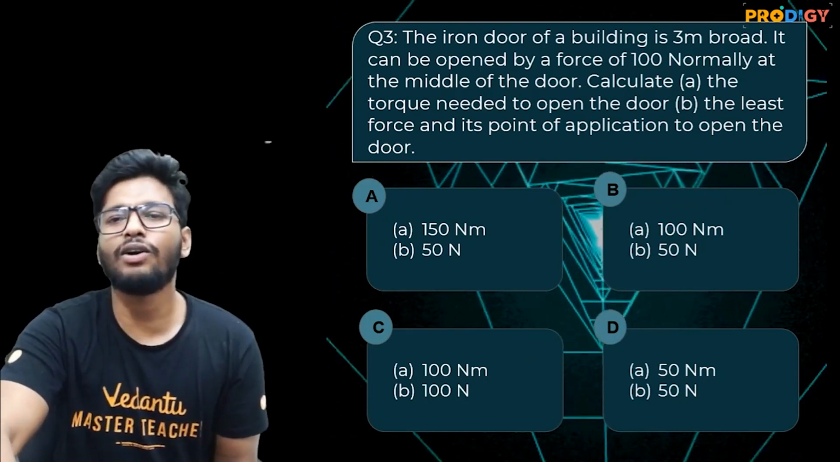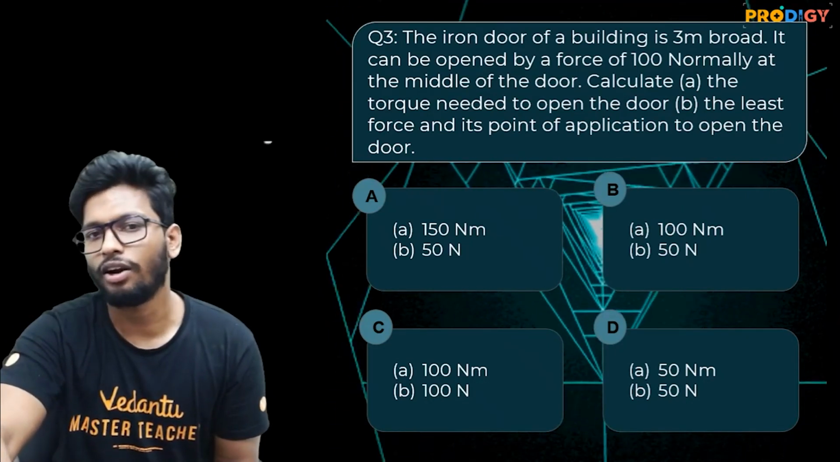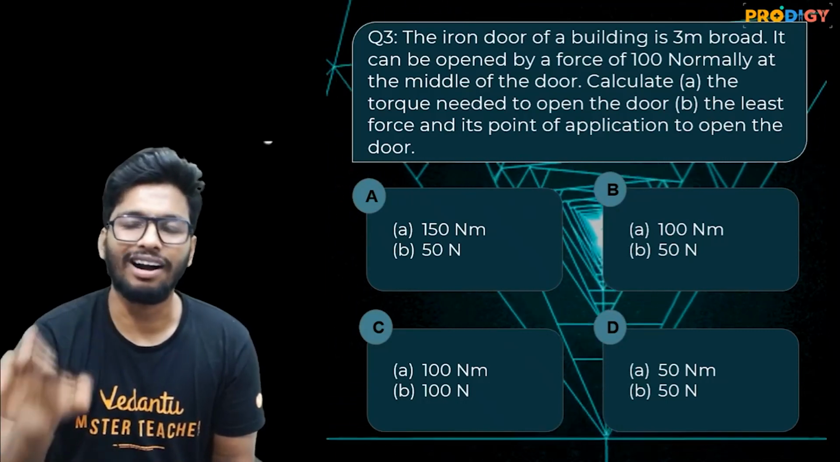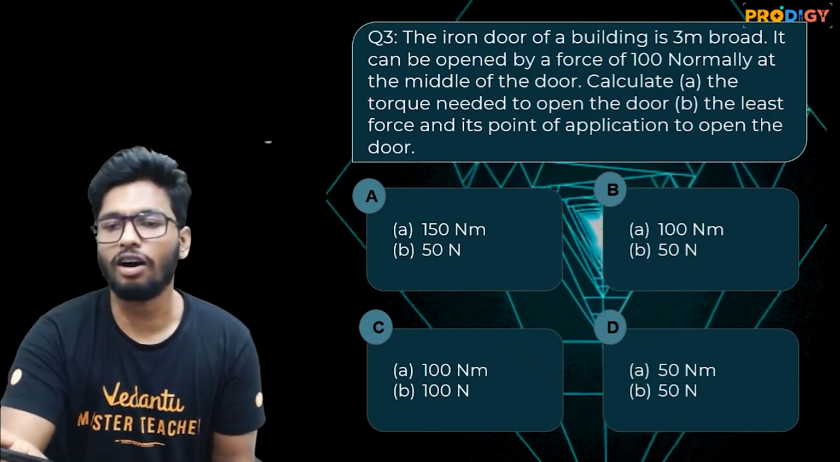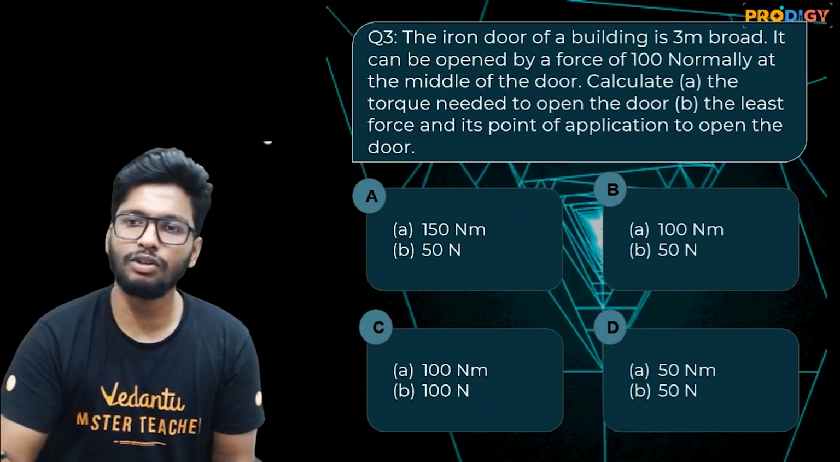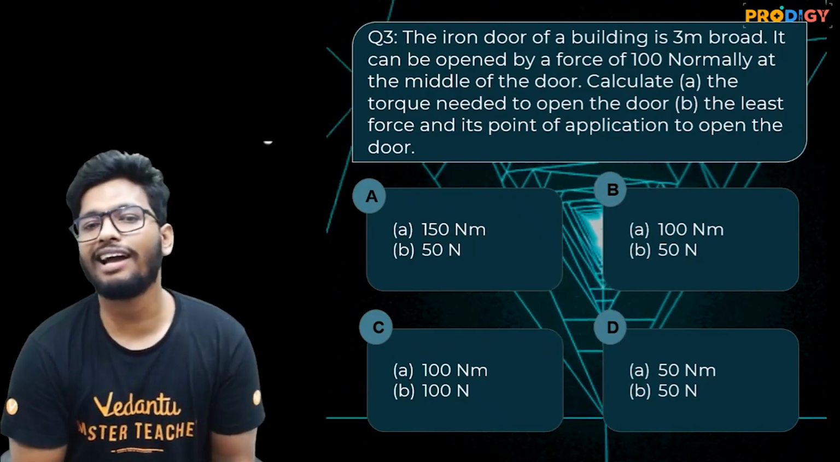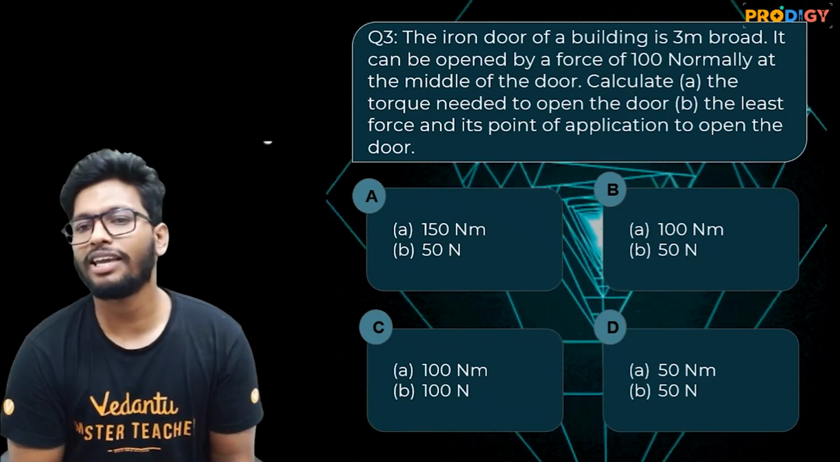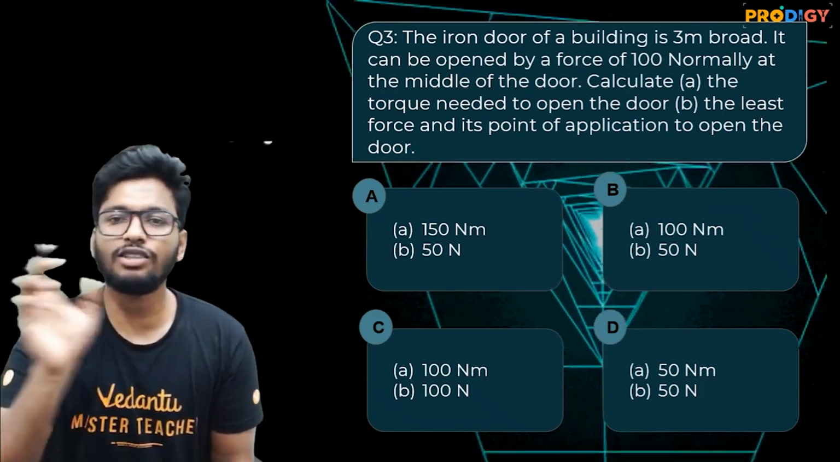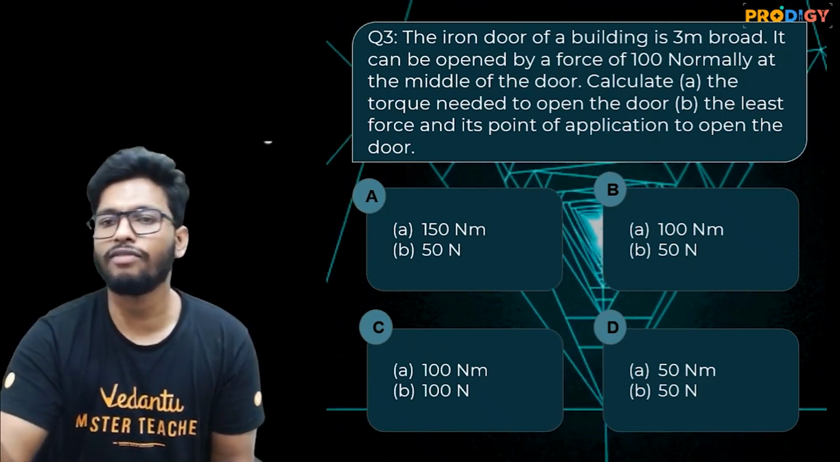An iron door of a building is 3 meters broad. It can be opened by a force of 100 Newton applied normally at the middle of the door. Calculate the torque needed to open the door. Calculate the least force and its point of application to open the door.